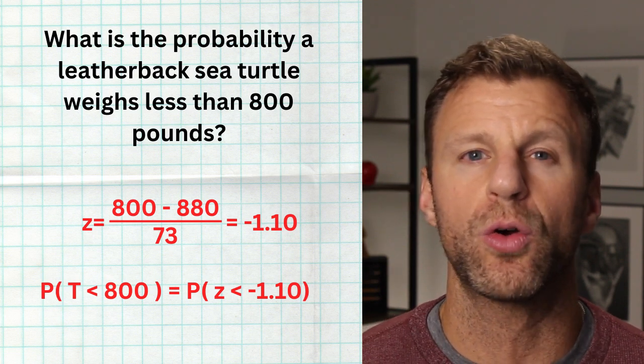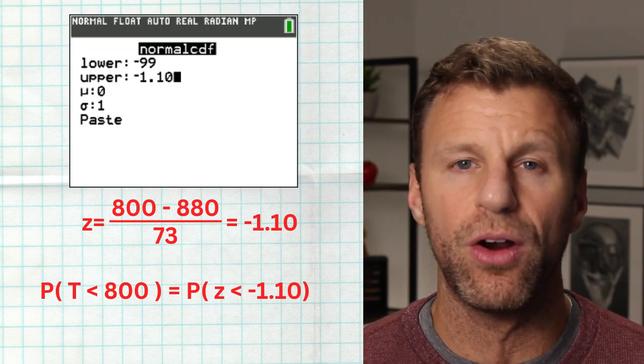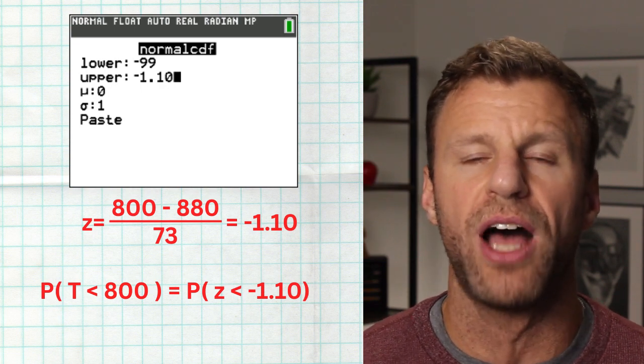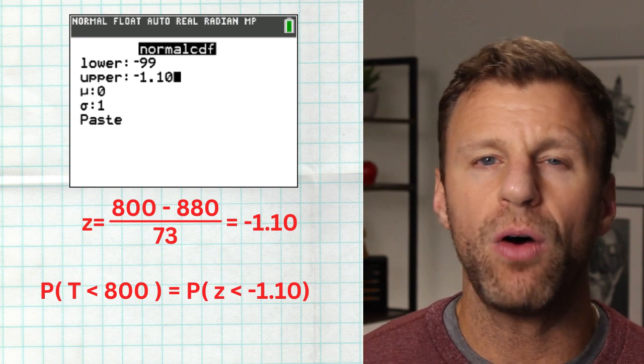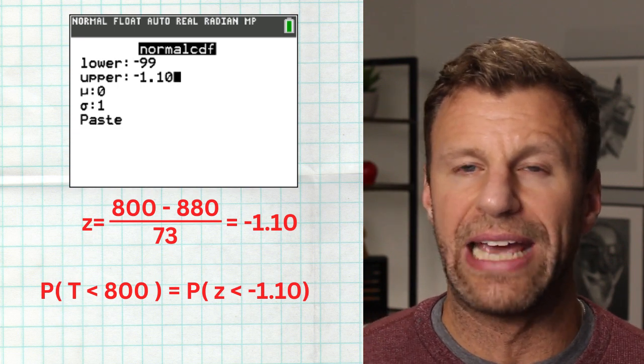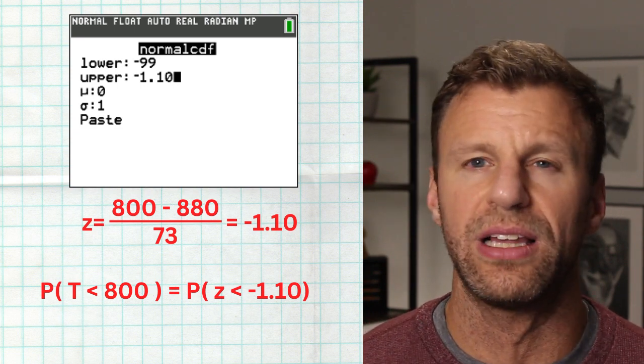Now we're going to grab normalcdf so we can find the area below, or to the left of, that z-score, because again, we want less than. Technically the lower value is going to be negative infinity, way to the left.